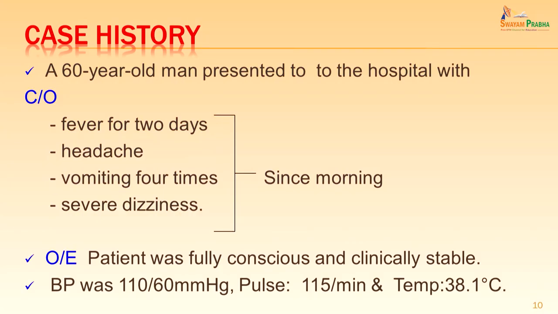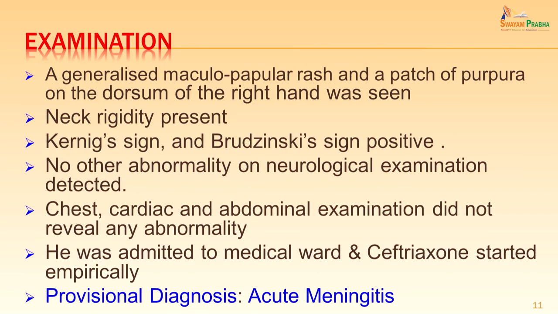Today we are discussing the story of a 60-year-old man who presented to our hospital with complaints of fever for 2 days, headache, vomiting 4 times since morning, and severe dizziness. On examination, the patient was fully conscious, clinically stable, his blood pressure was normal, pulse was 115 per minute and temperature was 38.1 degrees centigrade. A generalized maculopapular rash and a patch of purpura were seen on the dorsum of the right hand. Neck rigidity was present and the two classical signs of meningitis, that is the Kernig sign and the Brudzinski sign, were positive. No other abnormality on neurological examination was detected.